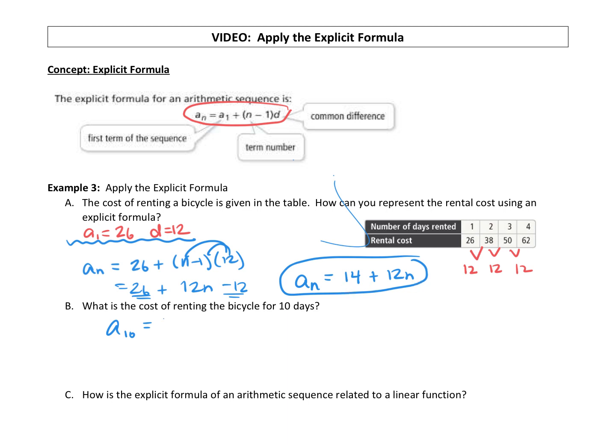14 plus 12 times, now n, this is what our n is right there, the 10th day. So 12 times 10, and then we simplify. 14 plus 120 gives us 134. This is the cost of renting a bicycle for 10 days, so $134.